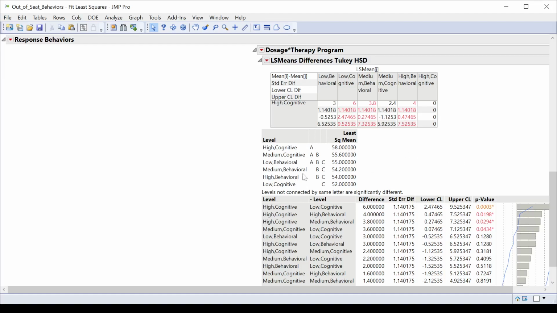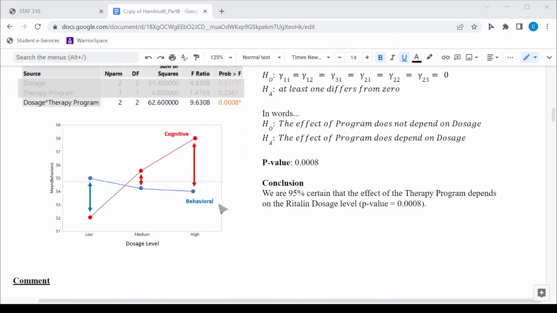Here's your connected letters report. Okay, so again, we said high cognitive was different than low cognitive. Okay, that's obvious because they don't have the same letters. High cognitive has an A, low cognitive has a C there, so those are different from one another. All right, so you can digest this information through this connected letters report. That's kind of our standard way of displaying that information.